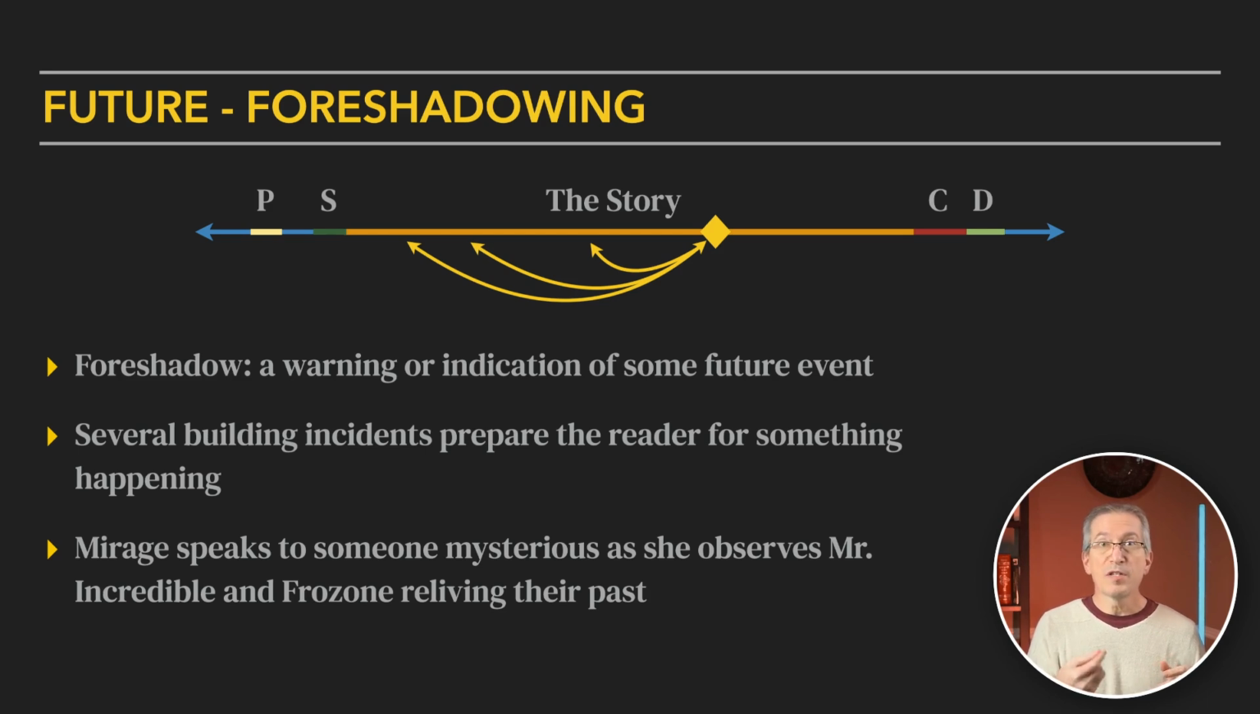Who is Mirage speaking to? And there are other hints along the way that she is an agent of somebody, and that somebody has nefarious plans. We don't find out Buddy's identity, Syndrome's identity, until later in the story. But that's foreshadowed several times along the way. So we're just giving hints that something is coming.